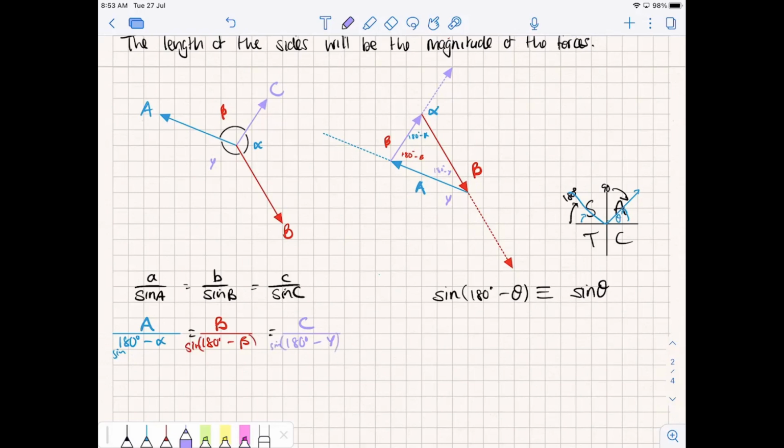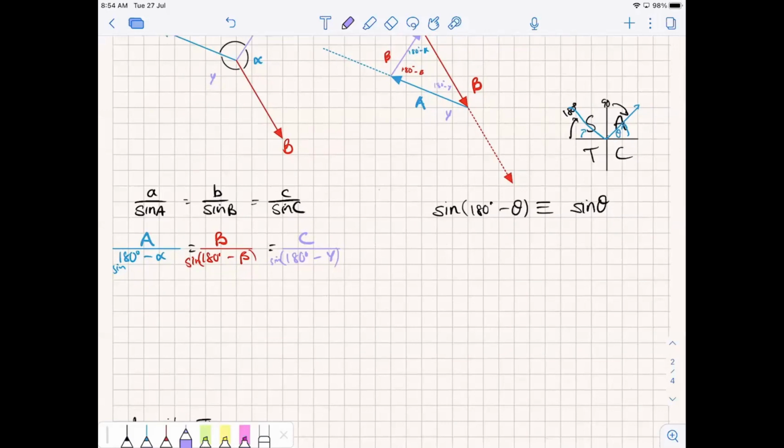Since sine is positive in the second quadrant, and you know graphically as well, if we had to draw the sine curve, sine of theta and sine of 180 degrees minus theta would give you exactly the same value. So we can change all of those into the simpler A over sine alpha equal to B over sine theta equal to C.